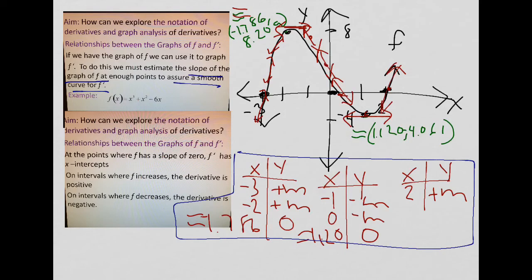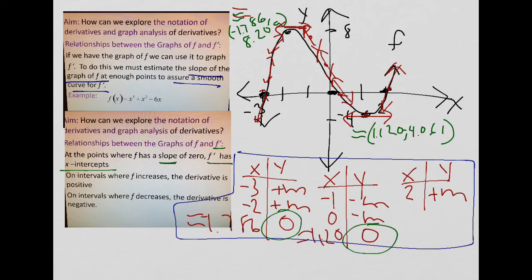So at the points where f has a slope of 0, f prime has x-intercepts, okay? And when we say slope, we're talking about the slope of the tangent line. The graph of f prime would have x-intercepts because that's where y is 0, okay? So now we know where we have x-intercepts.